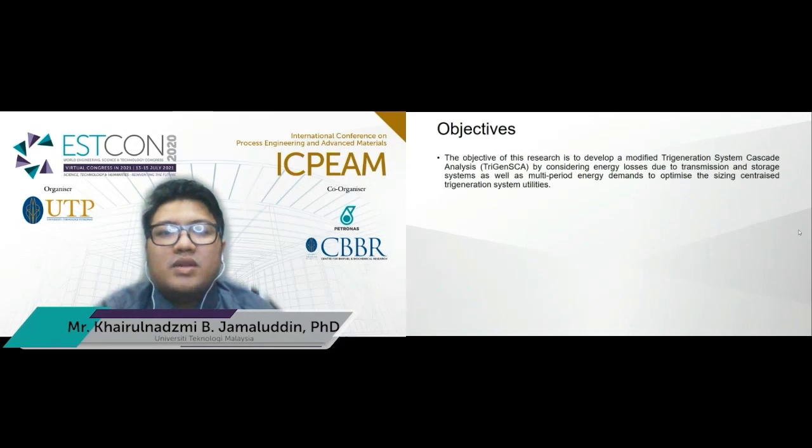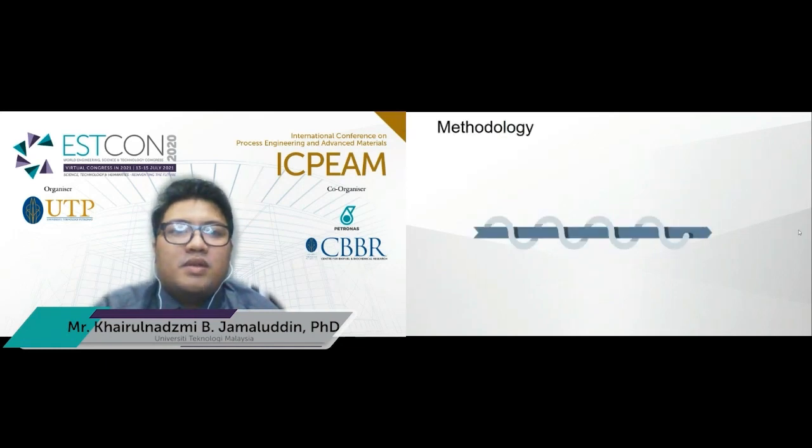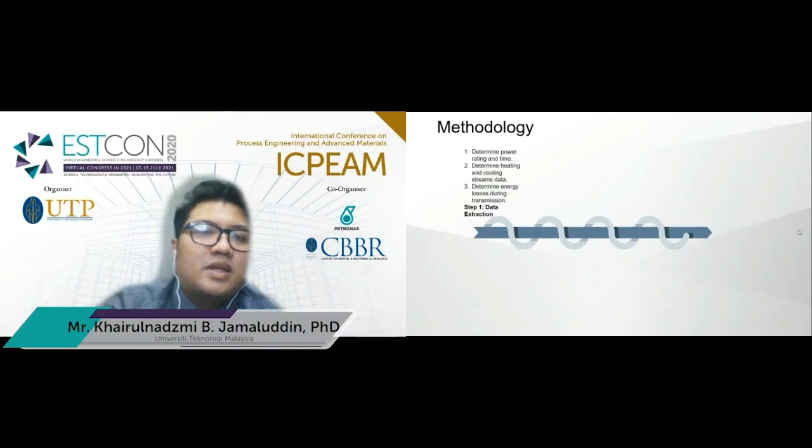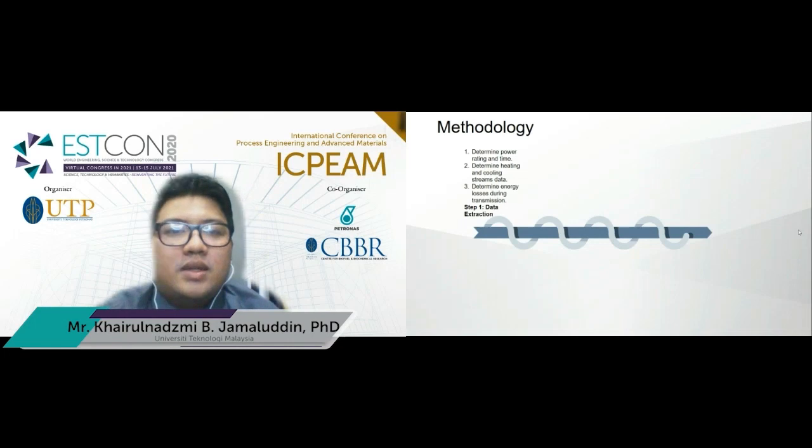to transmission and also storage system, as well as multi-period energy demands to optimize the sizing of centralized trigen system utilities. So in this methodology, we propose 6 steps. The first step is the data extraction. In data extraction, we actually require 3 parts. The first part is to determine power rating and time, the second is to determine the heating and cooling stream data, and lastly, we need to determine the energy losses data during transmission.